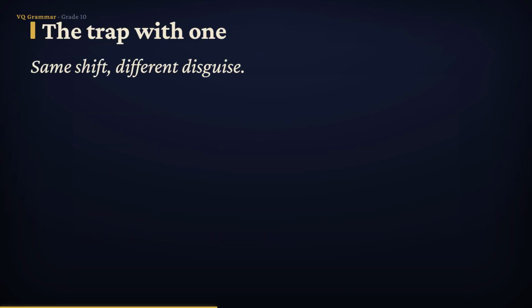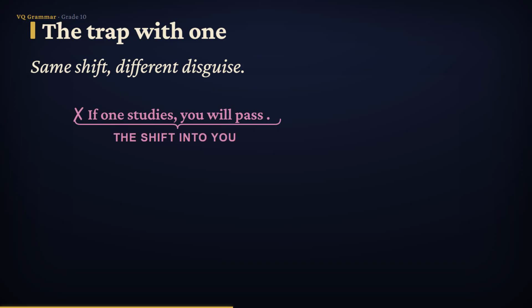There's one more place this trap gets set, and it catches almost everybody. Listen to this. If one studies, you will pass. The antecedent here is one, and one is third person. But the sentence jumps straight into you, which is second person. It's exactly the same shift, just wearing a different hat.